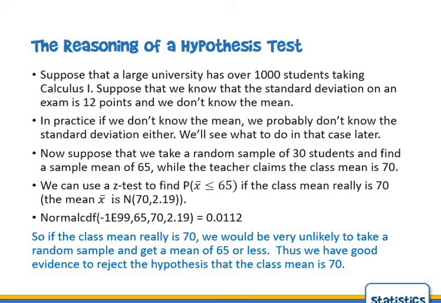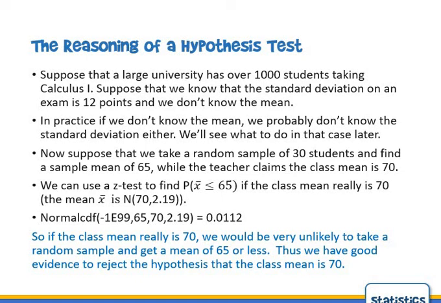So suppose we have 1,000 students taking Calculus 1, and suppose, as has to be the case with the z procedures, that somehow we know the standard deviation but we don't know the mean. We know there's a standard deviation of 12 points and we don't know the mean. So we have a very large number of students taking this calculus test. We know the standard deviation is 12, but for some reason we don't know the mean. And as I mentioned, in practice, if you don't know the mean, you probably don't know the standard deviation, and we'll see what to do with that later, where we use the sample to come up with an approximation of the standard deviation.